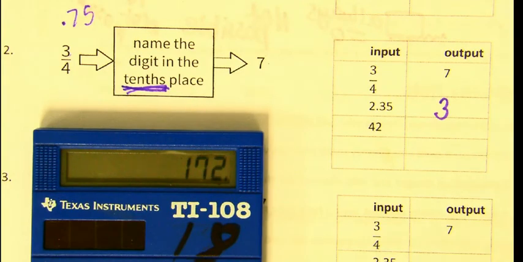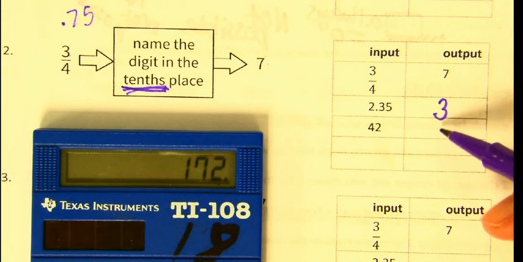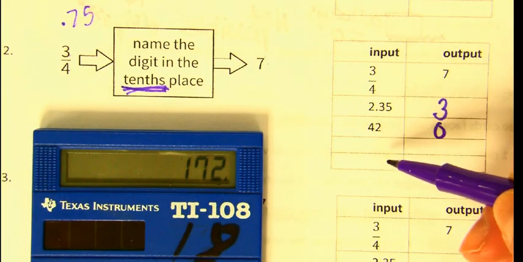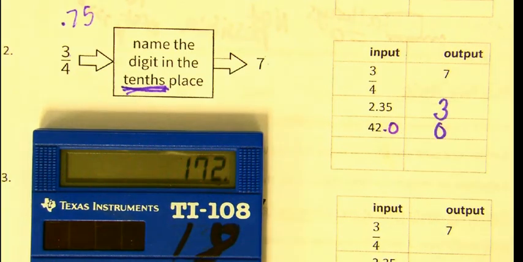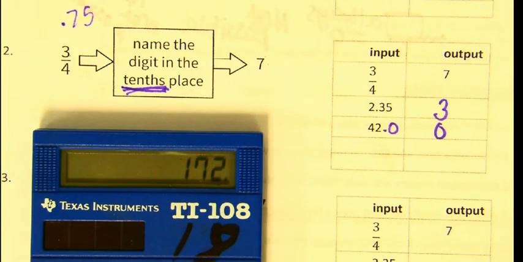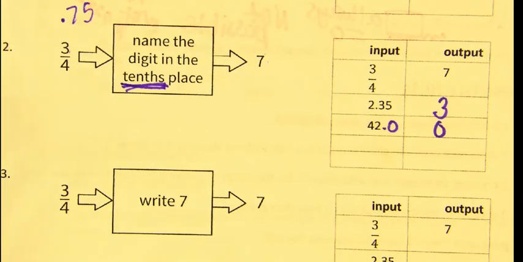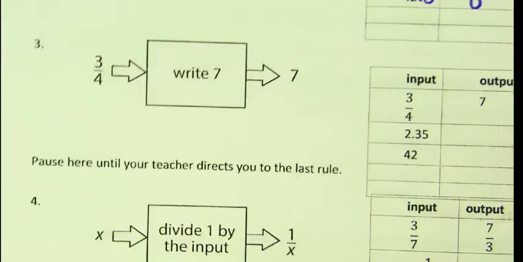With 42, what number's in the tenths place? Don't let it trick you. 0. Not the tens place, the tenths place. If you don't see it, that doesn't mean it's not there. It is there. That's really 42.0. Tenths place is a 0. And again, we could come up with another number, but we're going to go to the next one.